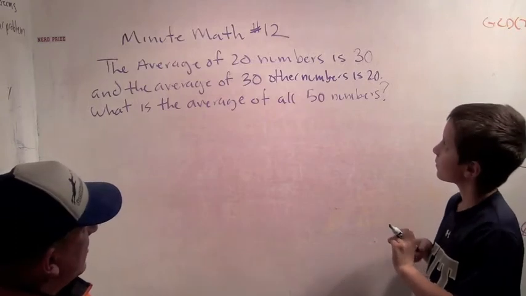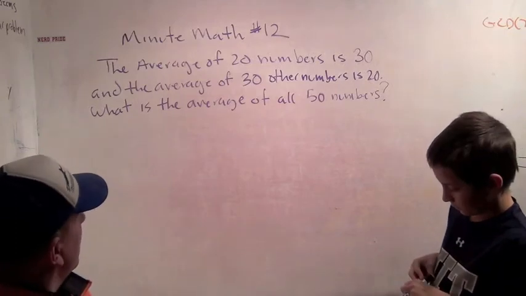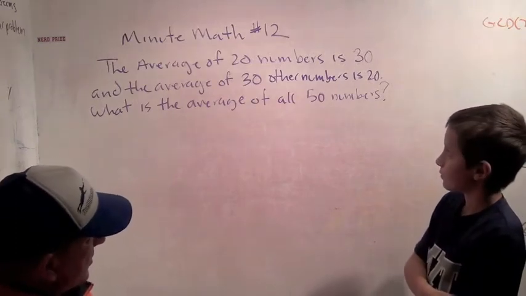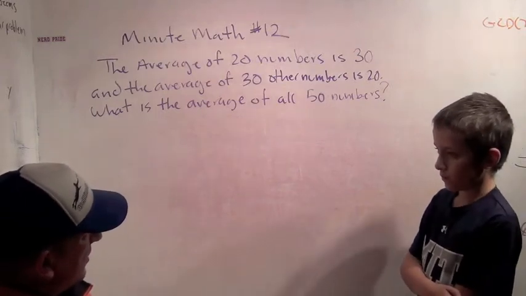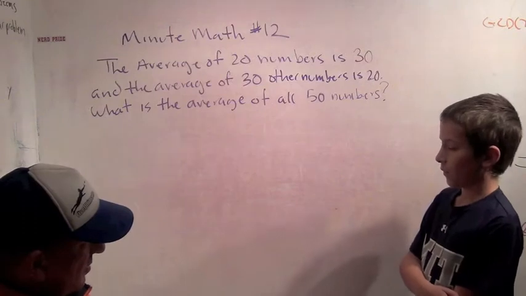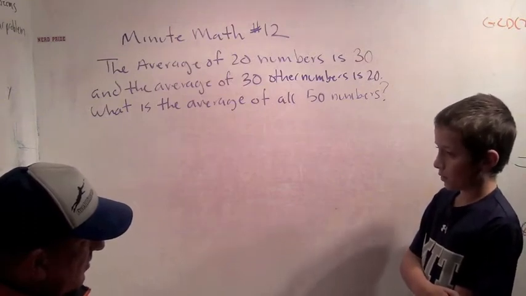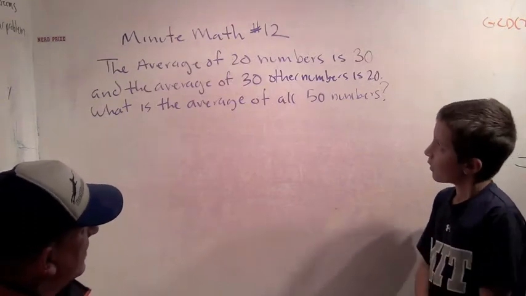The average of 20 numbers is 30, and the average of 30 other numbers is 20. What is the average of all 50 numbers? Okay, do you think you can do this problem? Yep. All right, give it a shot.